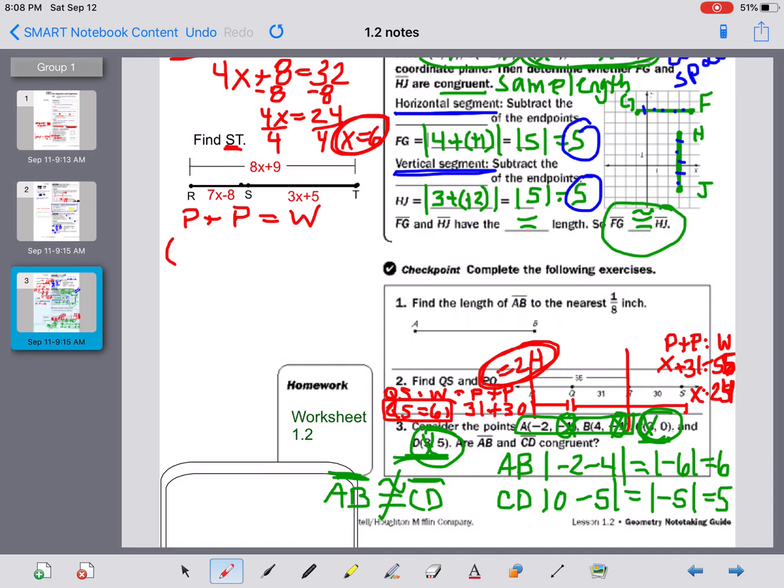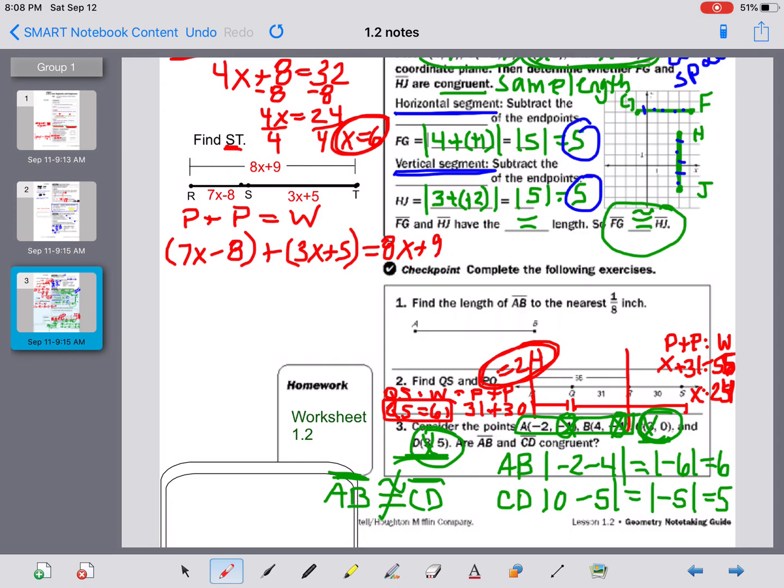The part on the left is 7x minus 8. The part on the right, ST, is 3x plus 5. And my whole thing is 8x plus 9. Lots of variables, lots of numbers involved. Okay? Now, remember when we do this, that equal sign kind of serves as like a wall. The only way you can cross over the wall is if you do opposite operations. But if you're on the same side of the wall, just join your like terms.